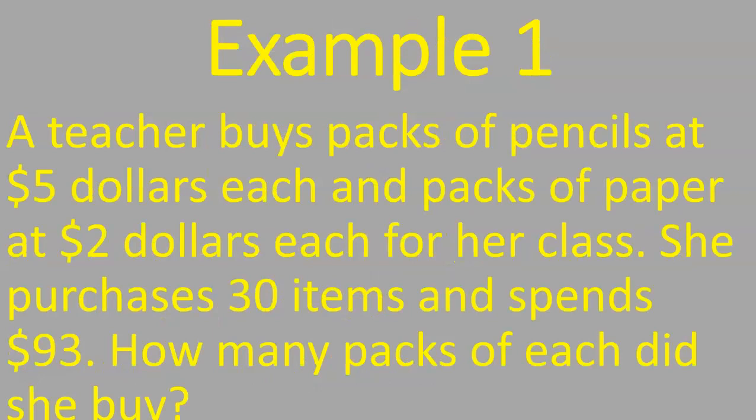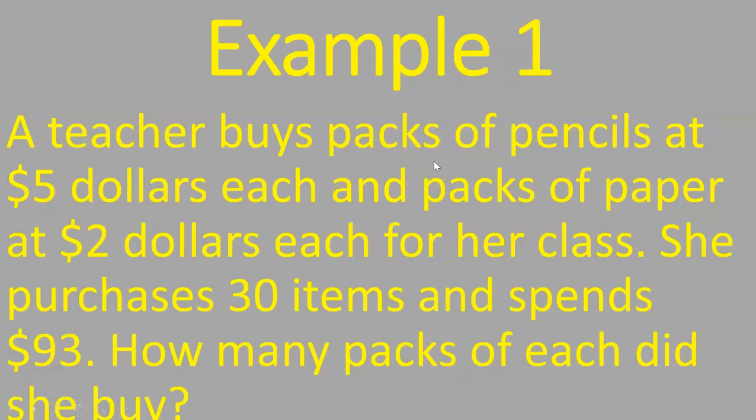Okay, so here's an example. A teacher buys packs of pencils at $5 each and packs of paper at $2 each. And she's going to purchase 30 items total and spends $93. How many packs of each did she buy? Okay, so now one thing I'll say is you could always do trial and error and just keep trying different combinations and eventually you'll find it. But the SAT likes this kind of question, and you only have so much time, so it would help to be able to do this systematically.